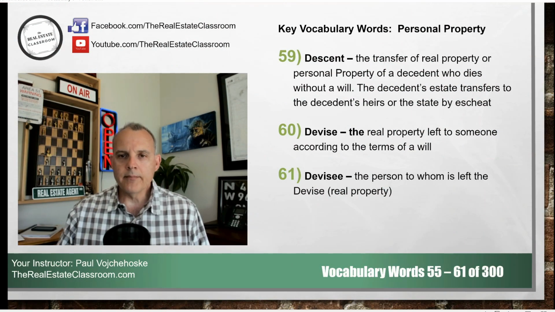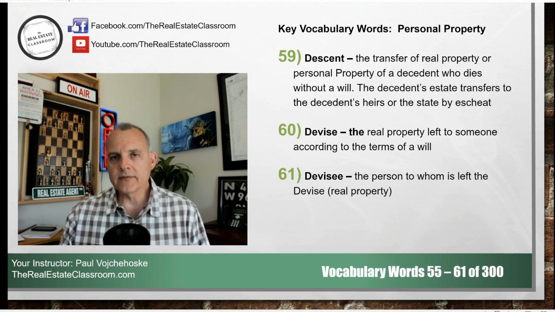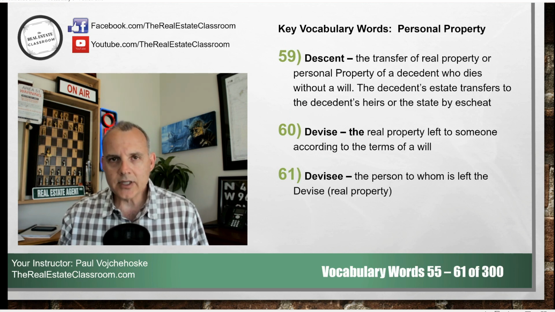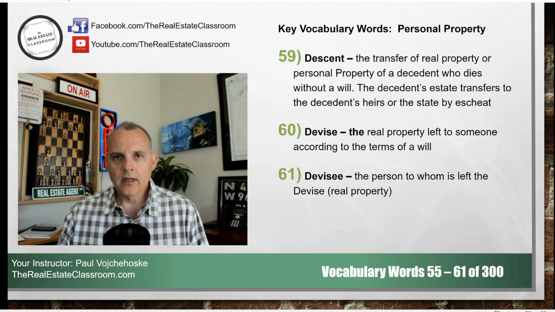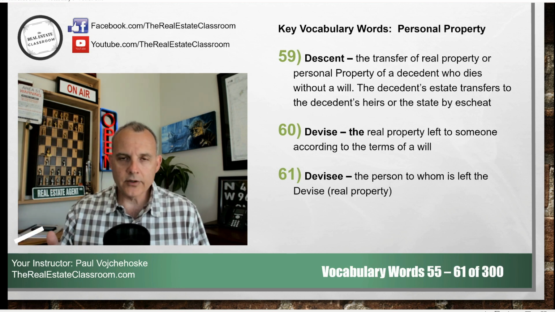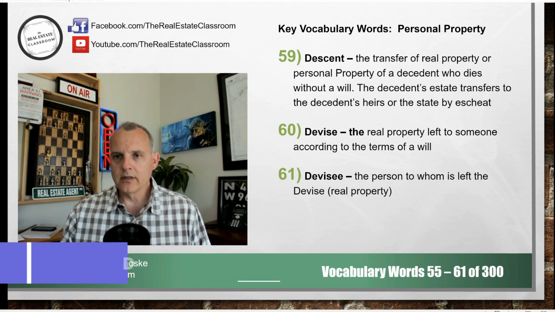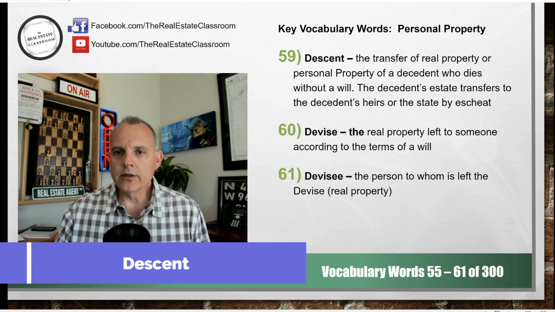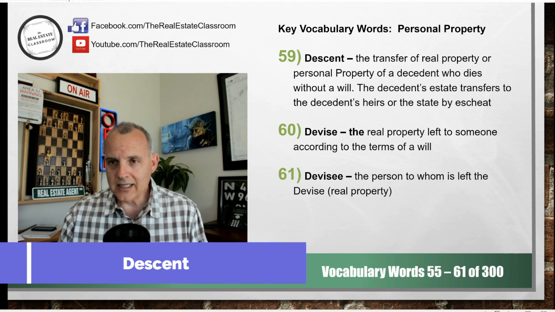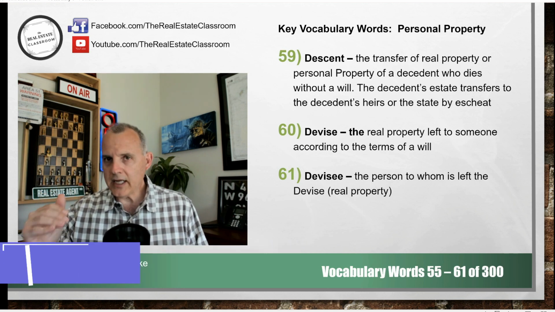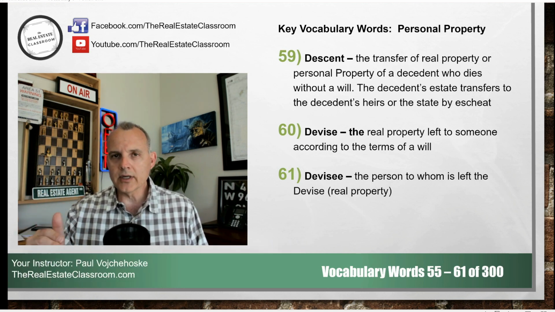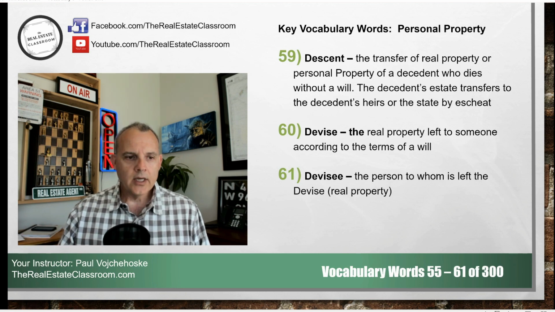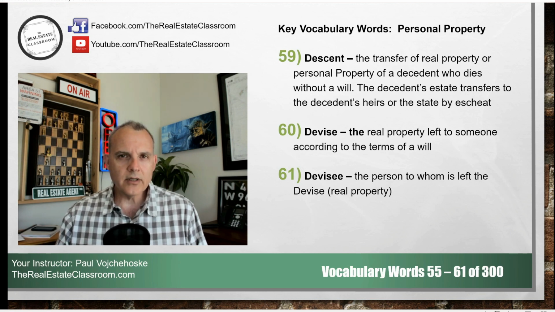Number 59, remember a few minutes ago in this video, I said if somebody dies intestate, they have died without a will. So that means that their real property and the rest of their estate is going to be determined by descent. Descent is where we transfer real or personal property or someone's estate to their descendants. So that means it's going to go to their kids and then their grandkids. Now, this is determined specifically and individually by each state.